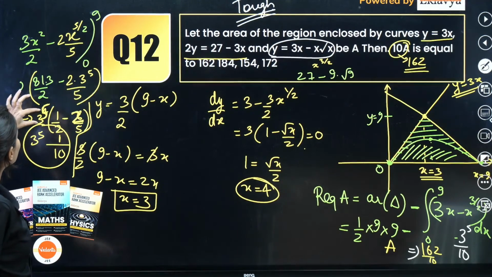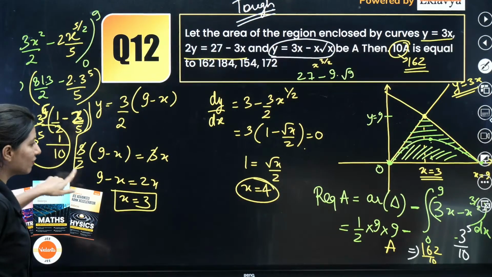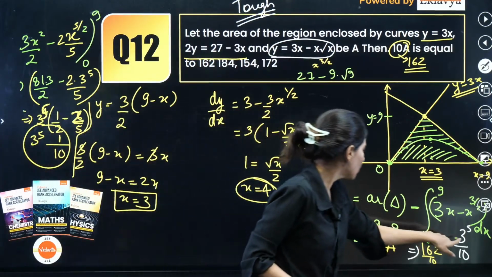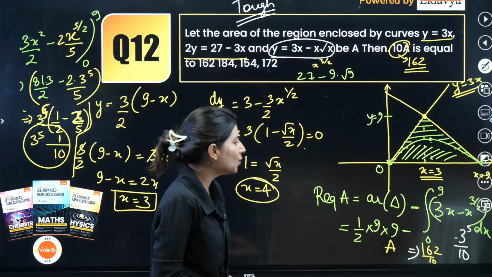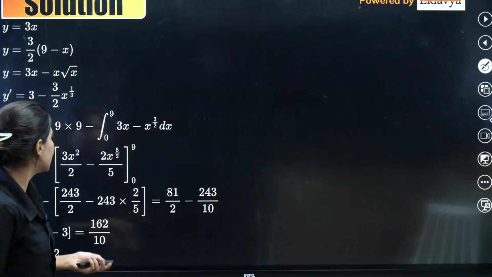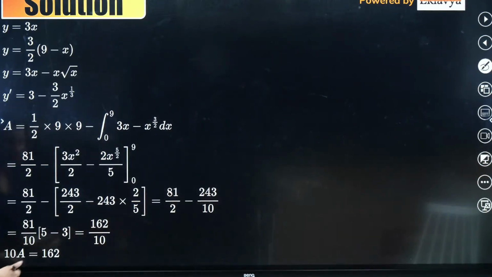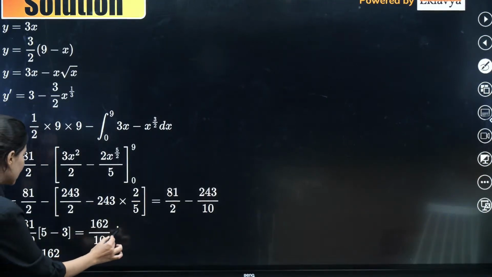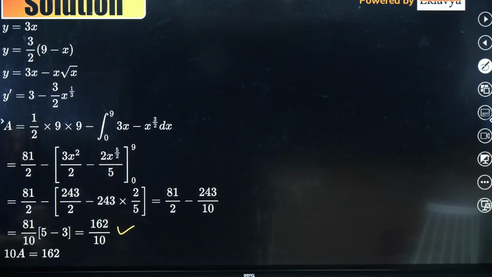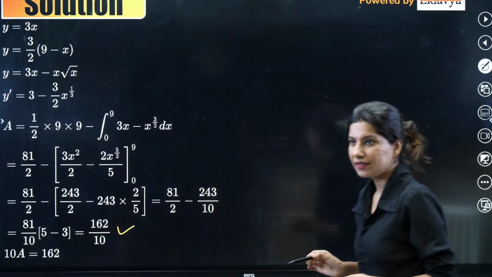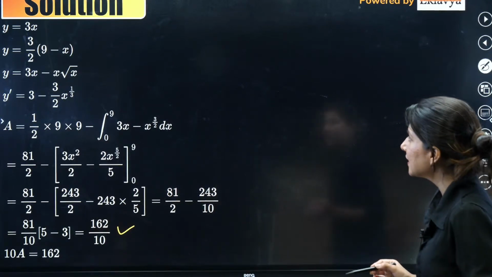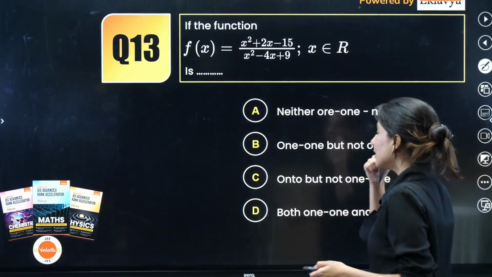3 raised to power 5, if you take common, what do you get? 1 by 2 minus 2 by 5. So this is 3 raised to power 5 by 10, which can be written over here directly. And now this is 81 by 2 minus 3 raised to power 5 by 10, which will exactly become 162 by 10. Okay, now it's fine. And now we have another question.